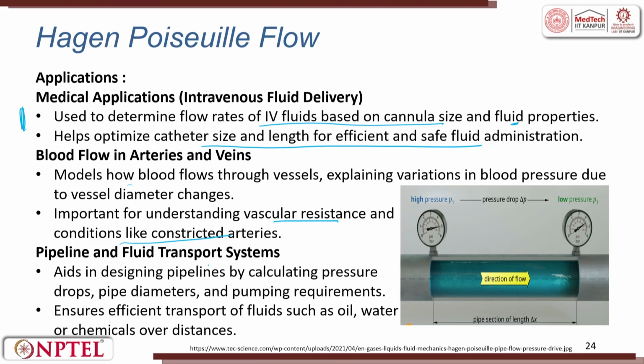Then in pipes and fluid transportation, it aids in designing pipelines by calculating the pressure drop, diameter and the pumping requirement. So, you can see here high pressure, low pressure, there is a pressure drop which is delta P. The fluid is flowing through. It ensures efficient transport of fluids such as oil, water and chemicals over a distance.